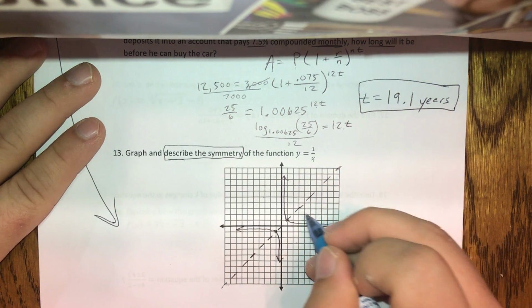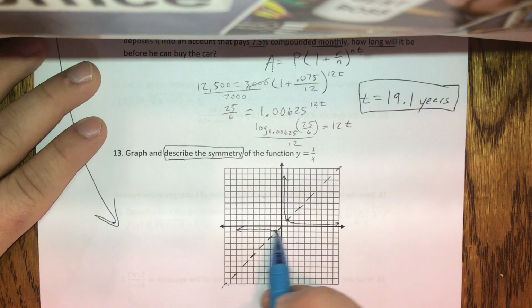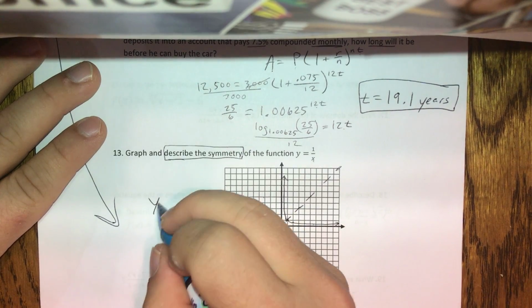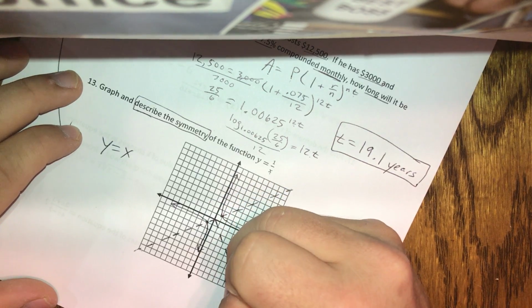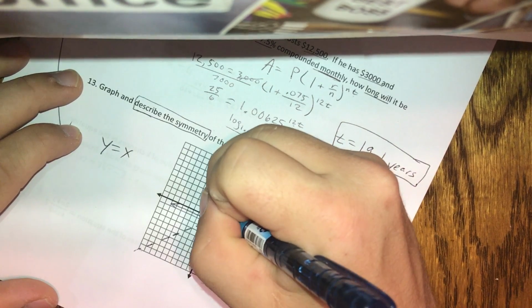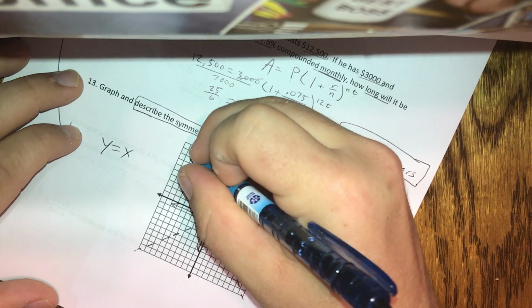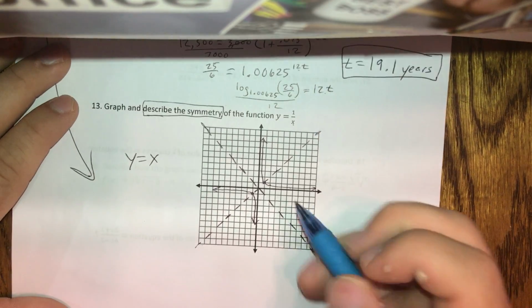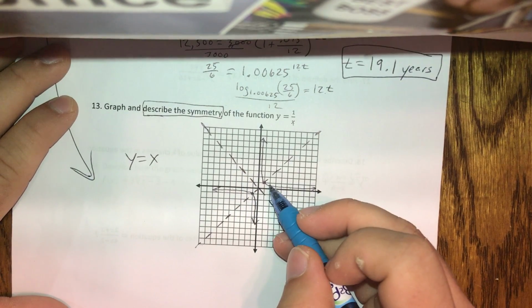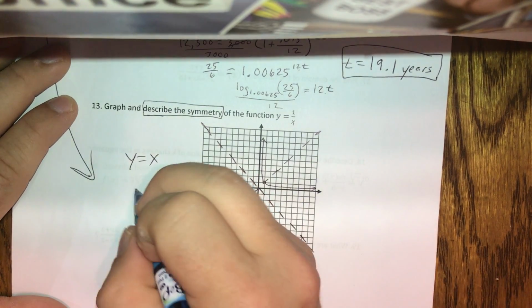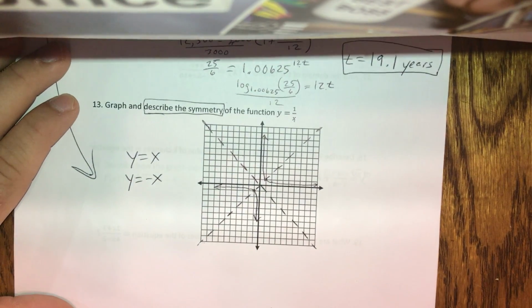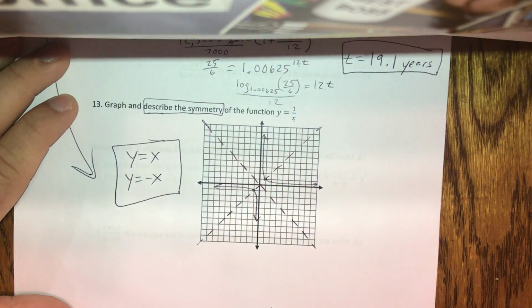Because if you flip over this line right here, this would overlap with this, would overlap with this, and so that's one of them. And then the other symmetry is y equals -x, which if I flip over this dotted line, all these points would come down to here, these would come up to here, they would overlap. So y equals -x. Those are my two lines of symmetry for a rational function.